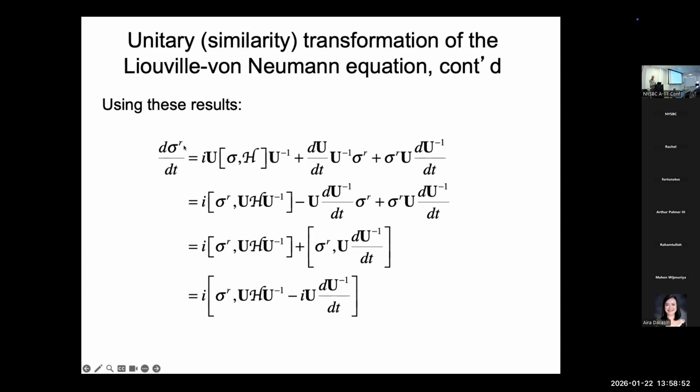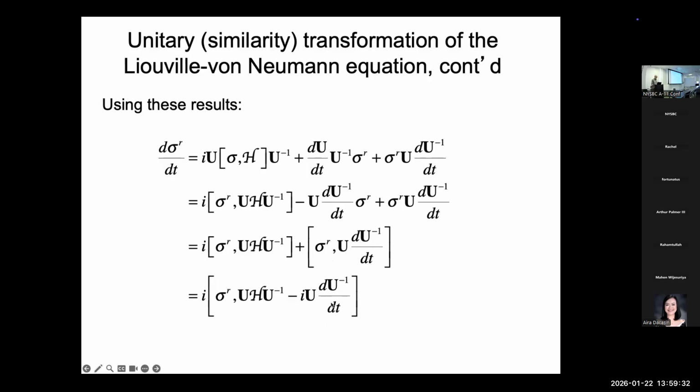In that case, we end up with a density operator in the new frame that obeys a commutator with a new Hamiltonian, and the transformed Hamiltonian depends both on transforming the Hamiltonian with the unitary operator, but also on the time derivative of that operator. So if we have a fixed rotation, that's going to be zero, that's simple. But if the transformation is time dependent, there is going to be some new contribution to the apparent Hamiltonian.